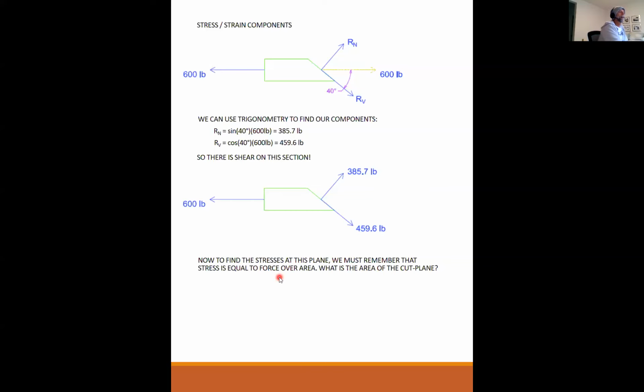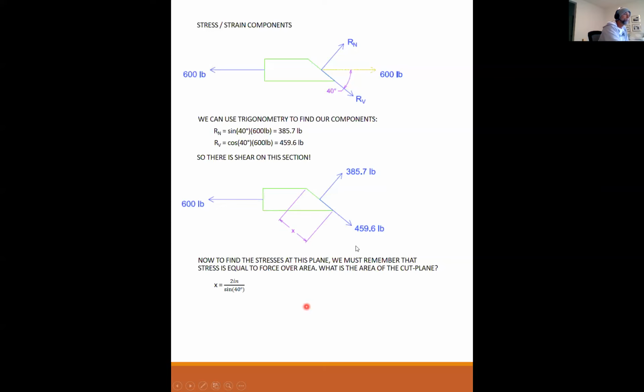So the point that I was getting to was that I have the force in the shear direction. I have a force in the normal direction. We know that stress is force over area, but what is the area? The area is no longer 2 inches wide by 2 inches high. The area is now 2 inches wide by something else high. This length now is longer than 2 inches.